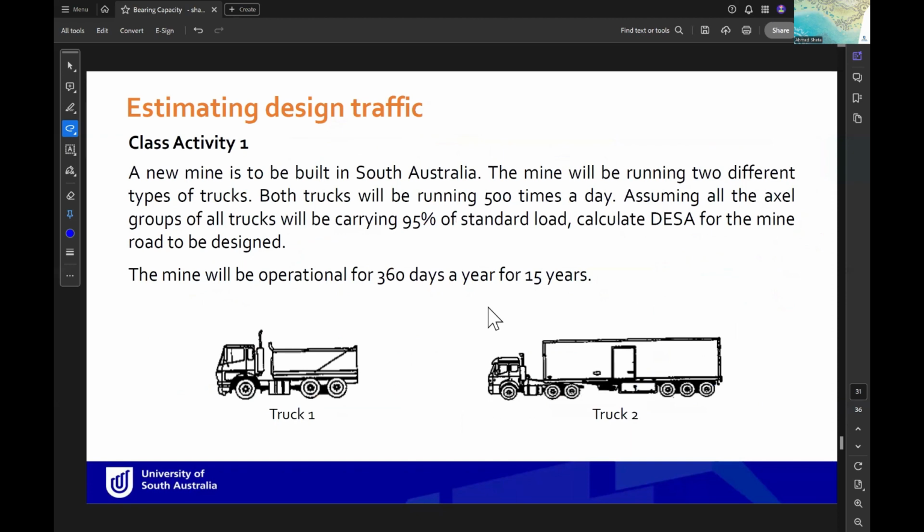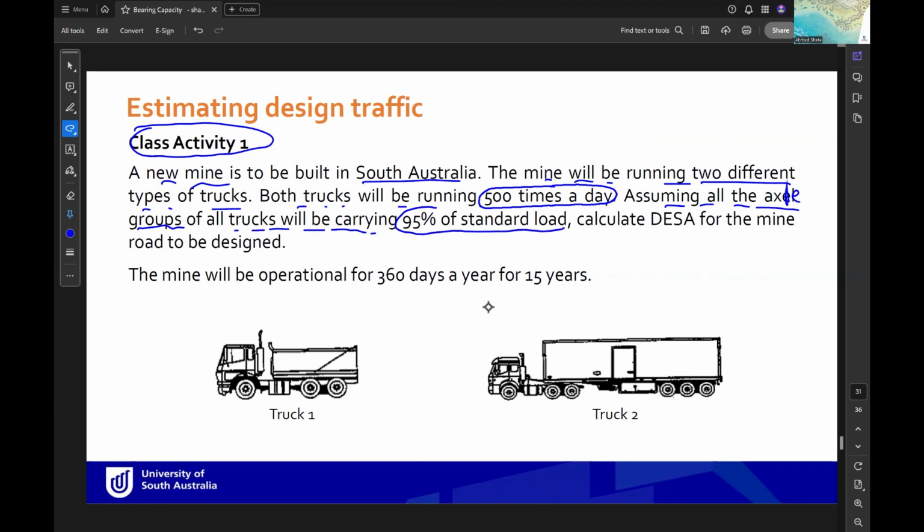Okay, so let's have a look at an example about how to use the TLD factor. The first class activity, or the first example, is we have a new mine to build in South Australia. The mine will be running two different types of trucks. Both trucks will be running 500 times per day, assuming that the axle groups of all trucks will be carrying 95% of the standard load. Calculate the design ESA for the mine route to be designed. The mine will be operational for 360 days per year for 15 years.